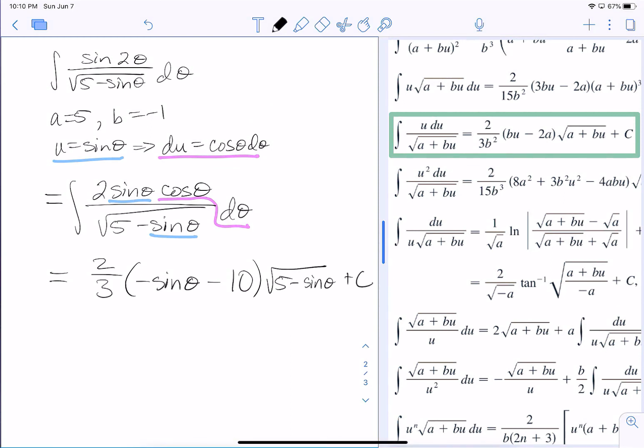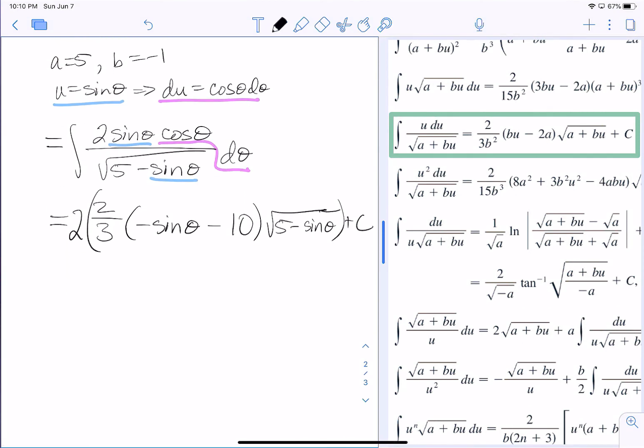But I realized something. I missed in front of the whole thing that factor of 2 from when we used the double angle formula for the sine function. This can be simplified by multiplying the 2 by the 2/3, and then I'm going to go ahead and pull the negative out of the binomial that we have, or the two-term expression. So we have -4/3 times the sine of theta plus 10, that times the square root of 5 minus the sine of theta plus c.